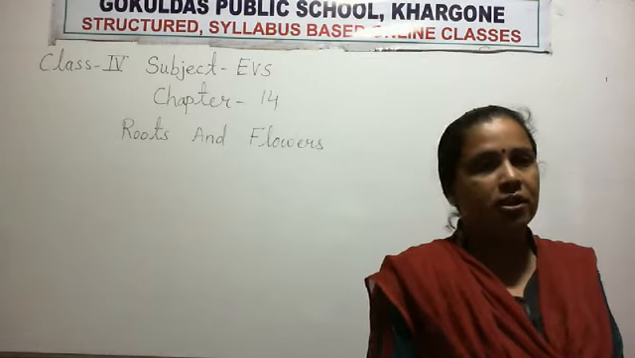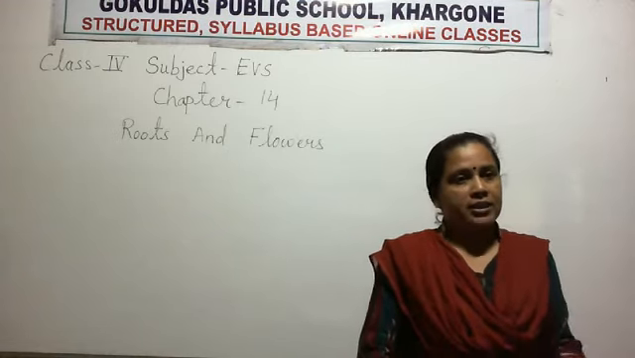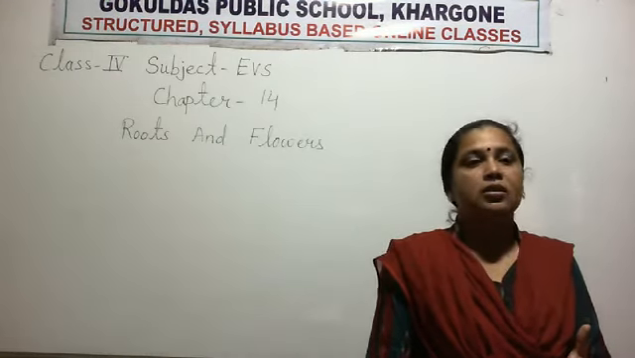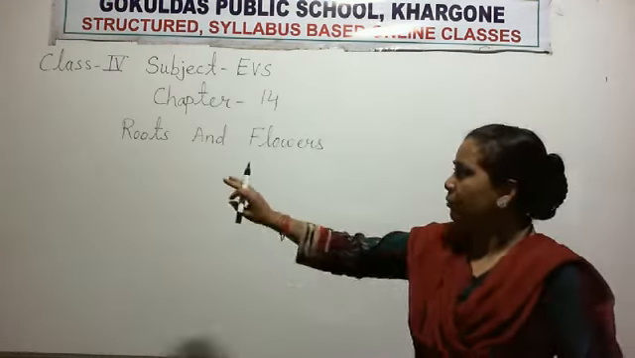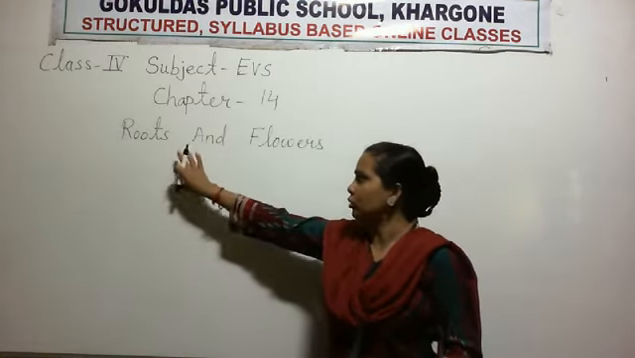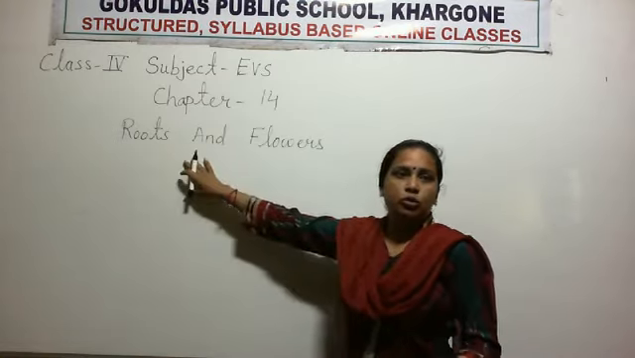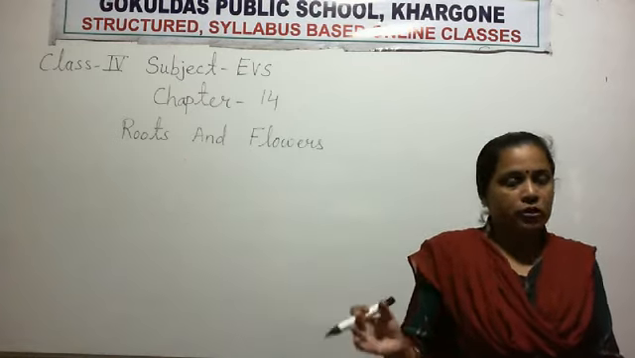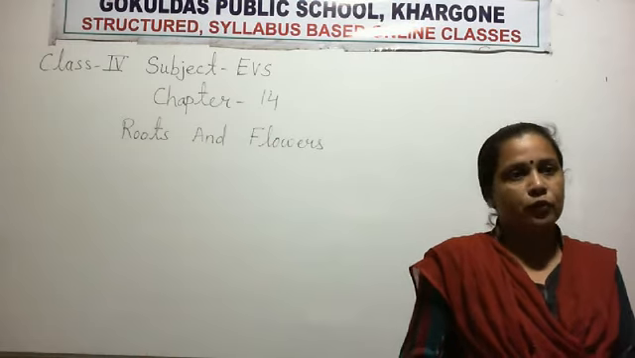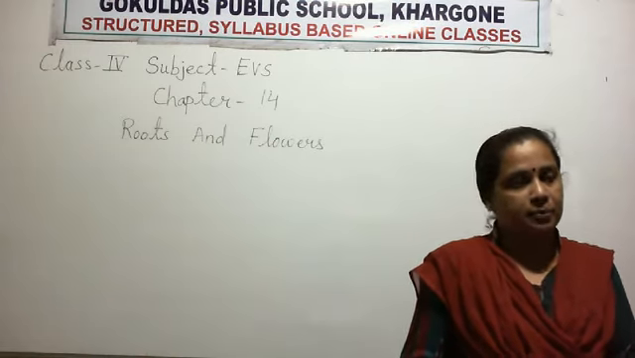In this chapter, I explained you about the roots. The name of the chapter is roots and flower. In this chapter, we only study about the roots and flowers. Now the roots, where the roots are found in the plant, in the trees, clear. Two types of roots also we explained.